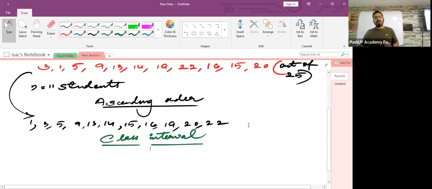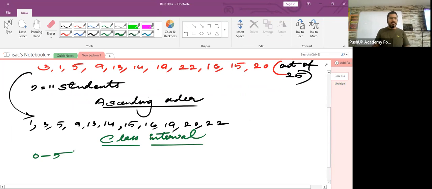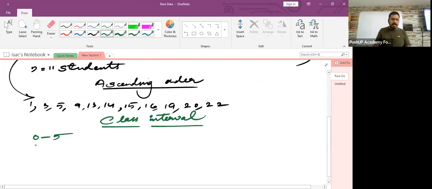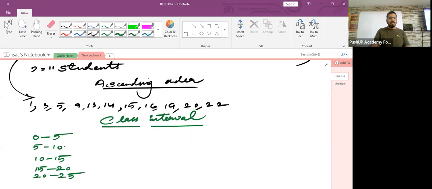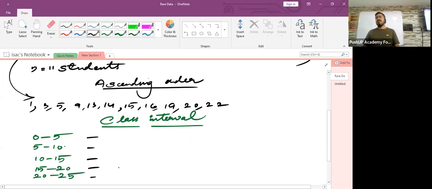Class interval. I have arranged all the data in ascending order. The first class interval that I'm going to put is 0 to 5. The second class interval is going to be 5 to 10. The third class interval is 10 to 15. And the last one is 15 to 20. I'll take one more, 20 to 25. No problem, right? So I have taken 5 class intervals.